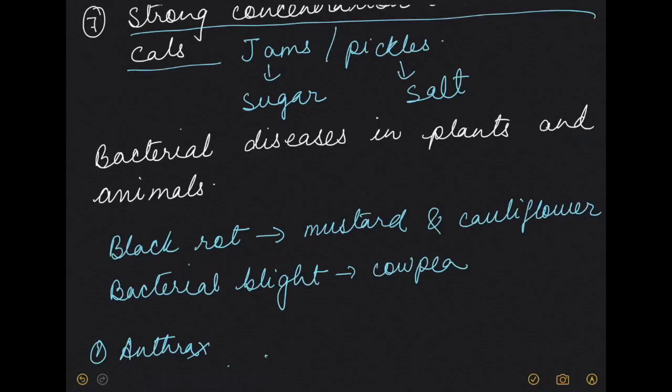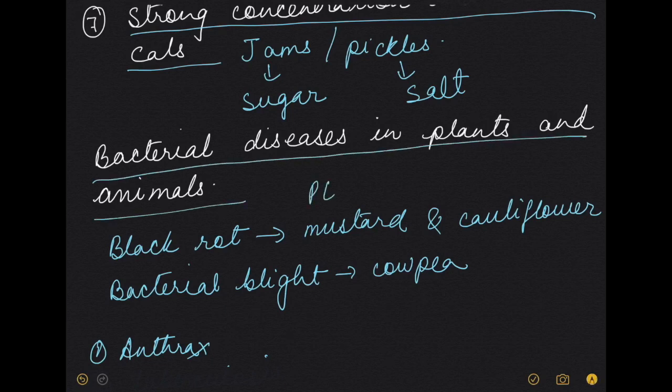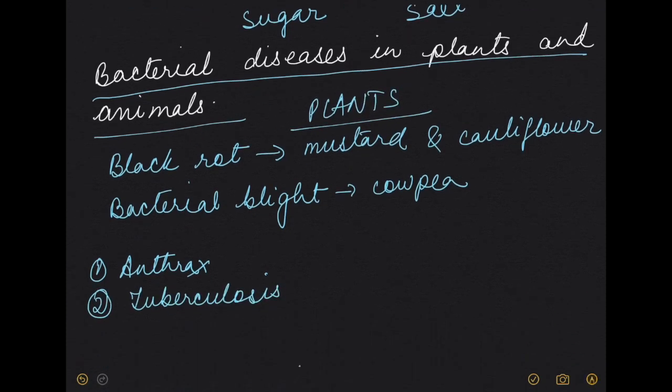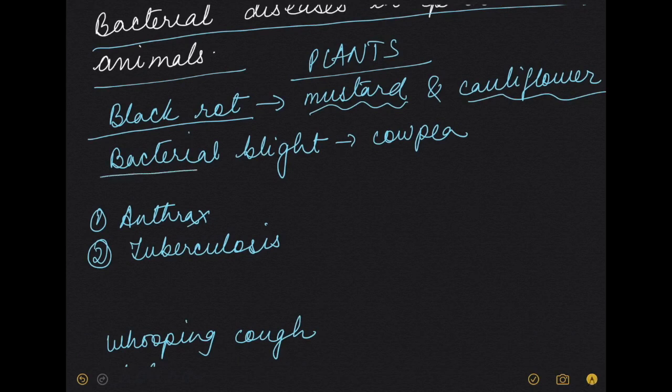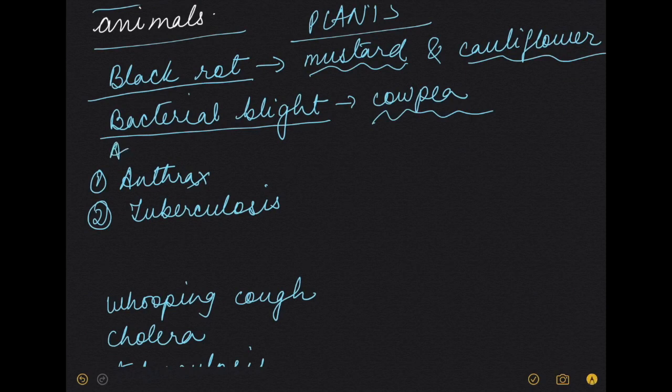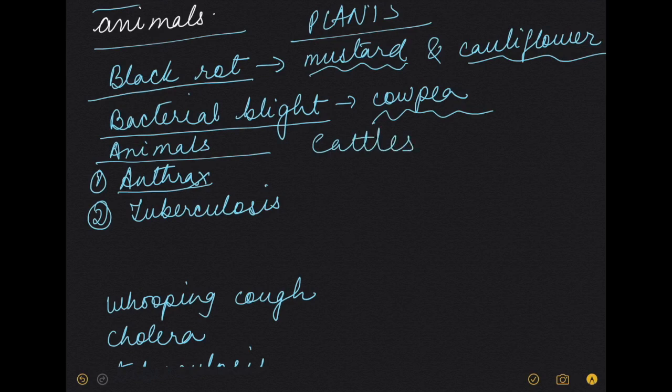So moving on to bacterial diseases in plants and animals. Okay, so in plants there are two diseases that you have to learn, that is black rot, which you'll find in mustard and cauliflower, and next is bacterial blight, found in cowpea. Okay, now moving on to bacterial diseases in animals. You have anthrax, especially in cattle, cows, ox, buffaloes.